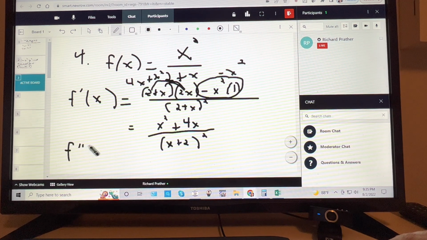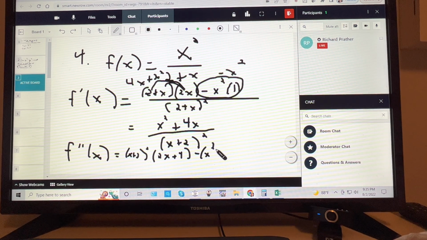So the second derivative, just got to repeat it again. So now I'm going to do the quotient rule again. Second times the derivative of the first. The derivative of first, the power rule term by term. So 2x plus 4, minus the first and times the derivative of the second.